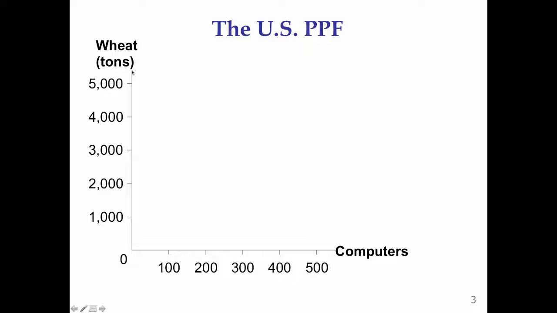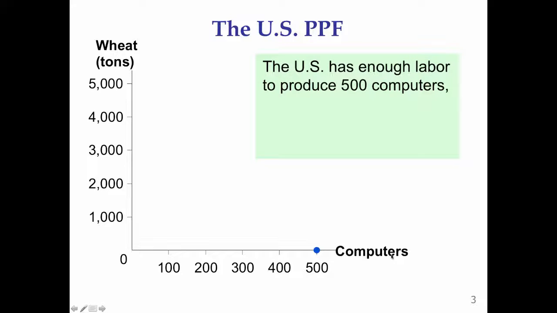So if the US just produced wheat with its 50,000 labor hours available and 10 hours to produce each ton, then the most wheat it could produce would be 5,000 tons. However, if the US decided to just produce computers with the 50,000 labor hours and taking 100 hours to make one, the most computers it could make would be 500.